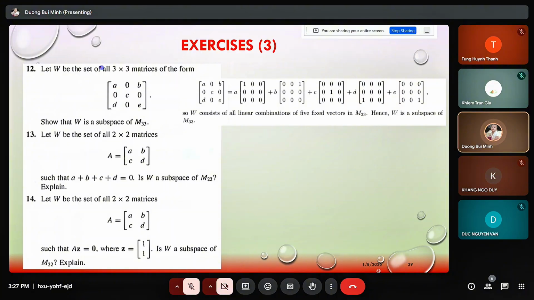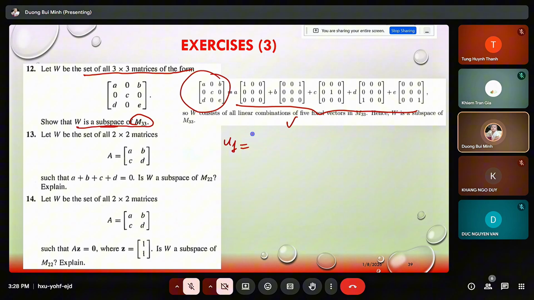Let W be the set of all three by three matrices of the form blah blah. Demonstrate that W is a subspace of three by three matrices. This is one sum of some kind of reference answers. For example, we can analyze this one to become the linear combination, right? So if we can indicate any vectors in the set to be a linear combination in this one, so this one is a space.